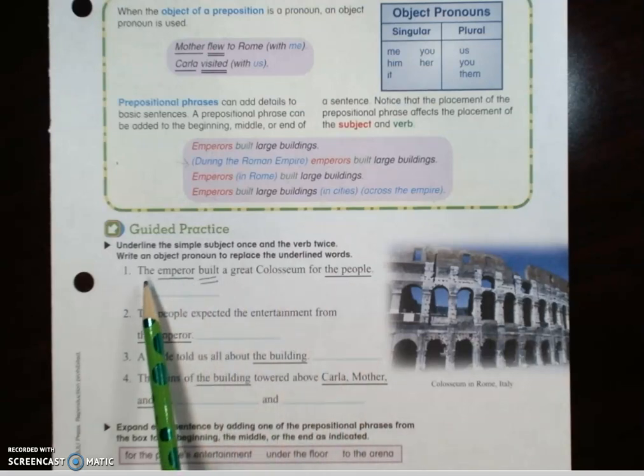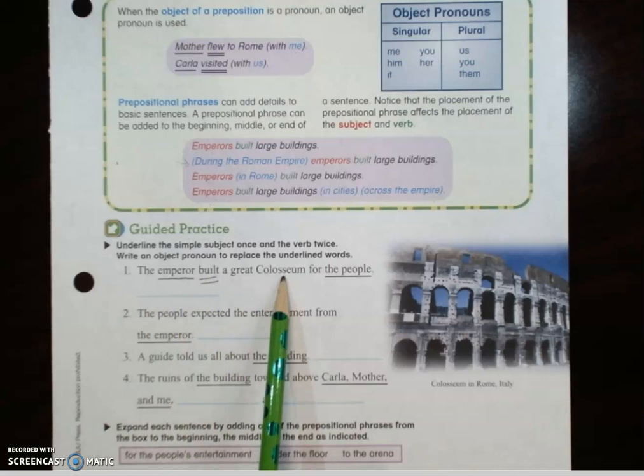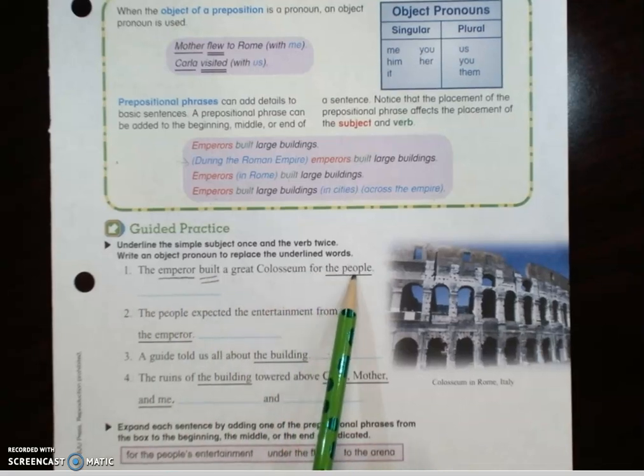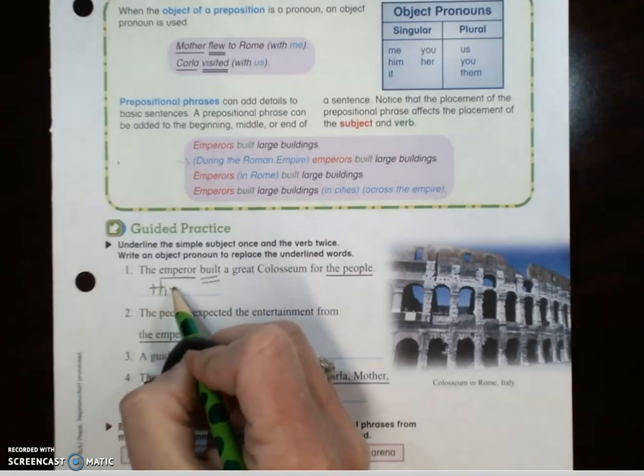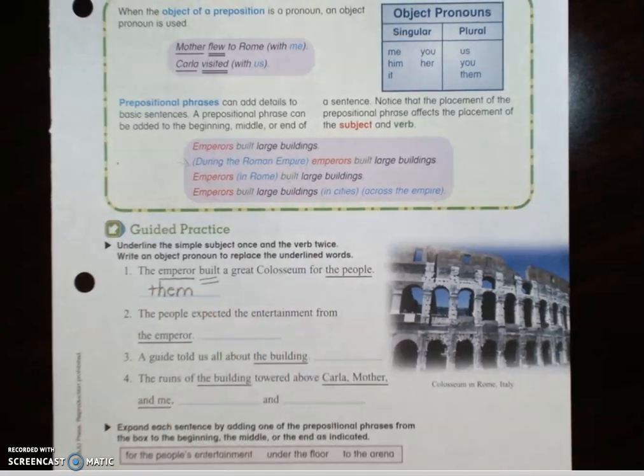Okay, now we have to replace the underlined part. So let's reread the sentence. The emperor built a great Colosseum for the people. What pronoun up above could you replace the people with? Now, the people is more than one, so it's going to be plural. For them, that's right. So them is a great pronoun to replace the people with.